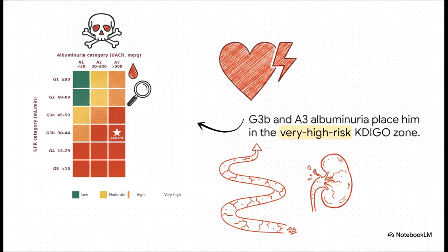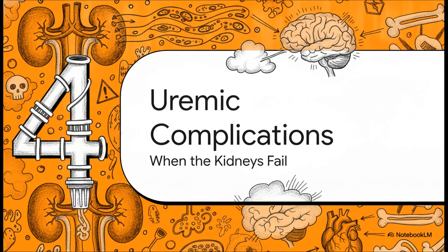And listen, this red zone isn't just a gentle warning. It independently predicts all-cause mortality, cardiovascular death, and a rapid slide into kidney failure. This is exactly why we have to measure albuminuria in everyone at risk. It drastically changes the severity of our entire clinical picture. Next up, Section 4, multi-system uremic complications when the kidneys fail.